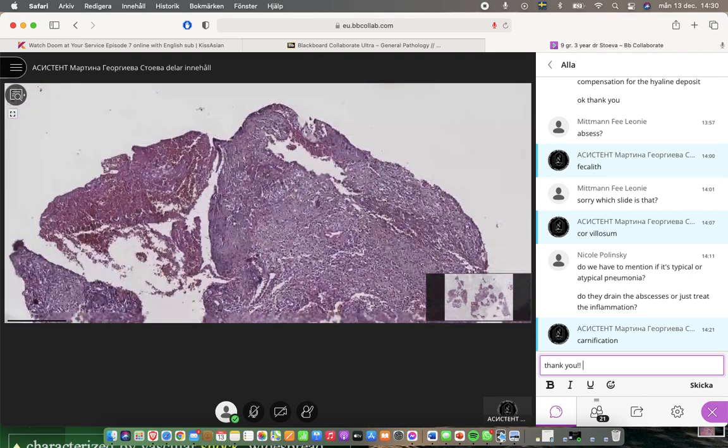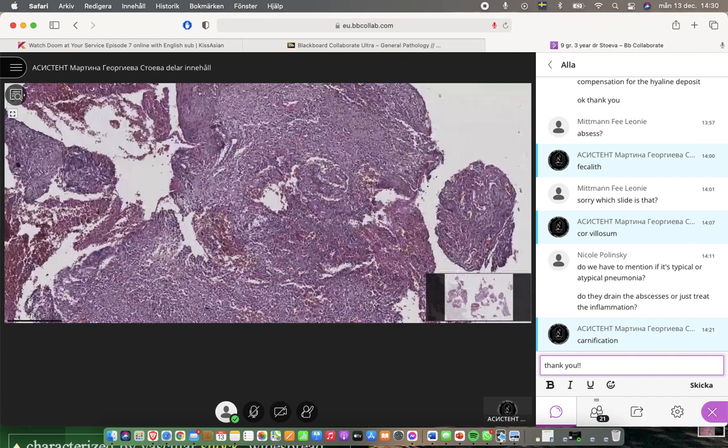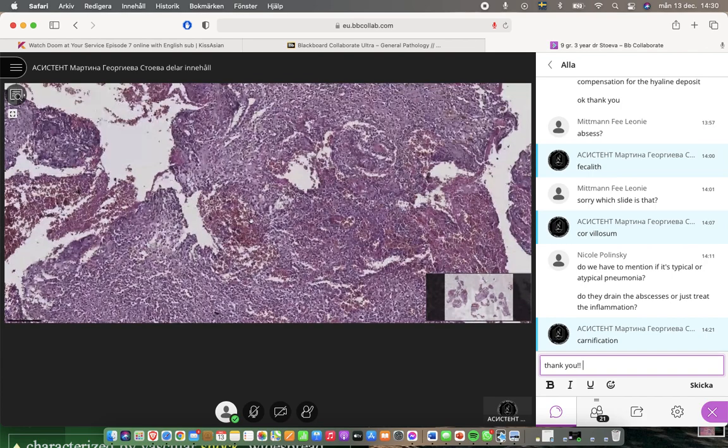Hemorrhages are visible. Of course, they are always present when we can find so many siderophages.